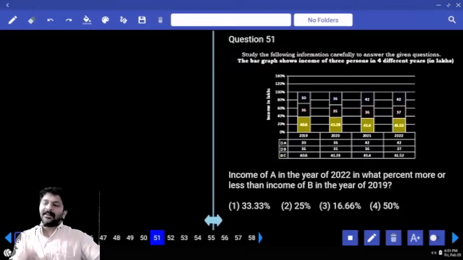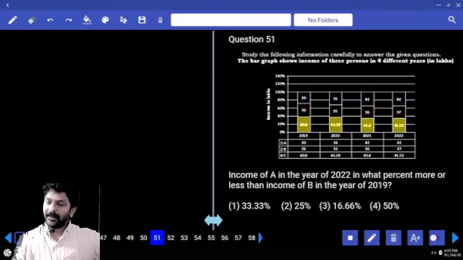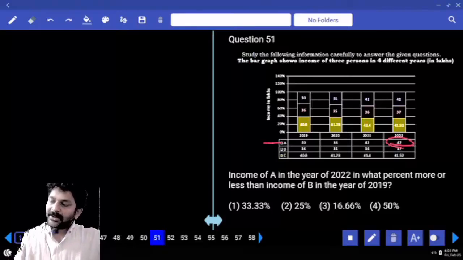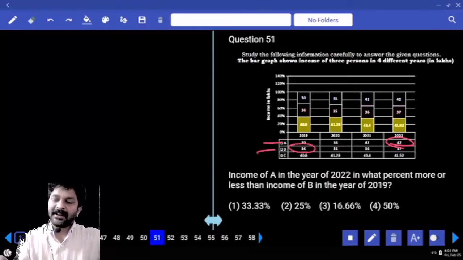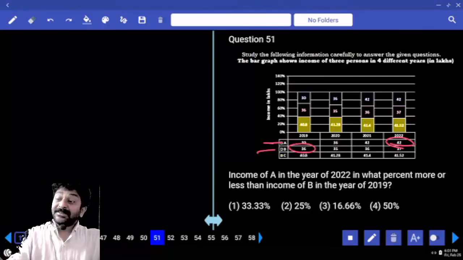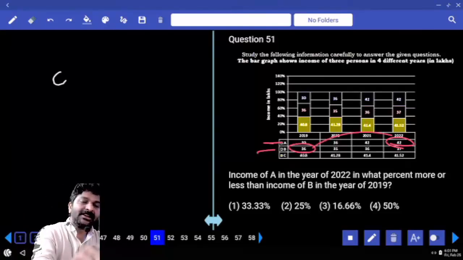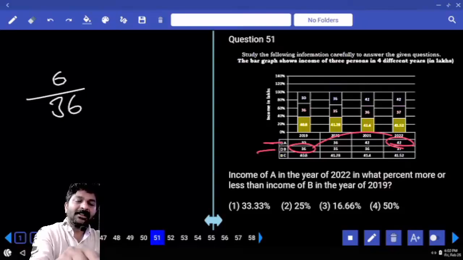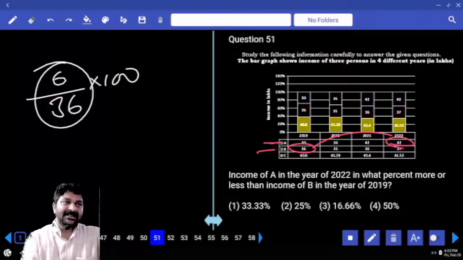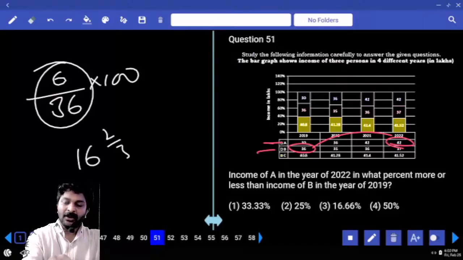Income of A in the year 2022 is 42. It is what percent more or less than the income of B in the year 2019? B in 2019 is 36. With respect to 36, 42 is 6 more, so 6 upon 36 into 100. What is this fraction? 1 by 6. Percentage is 16 2 by 3%. Third option.